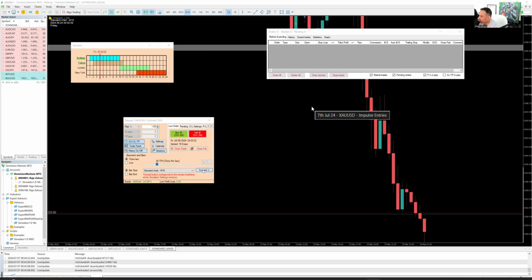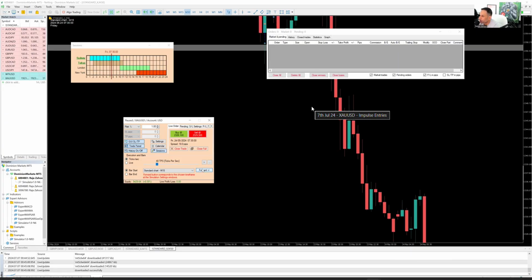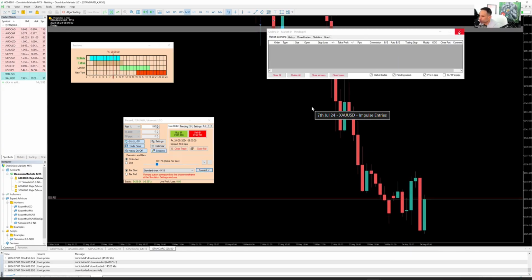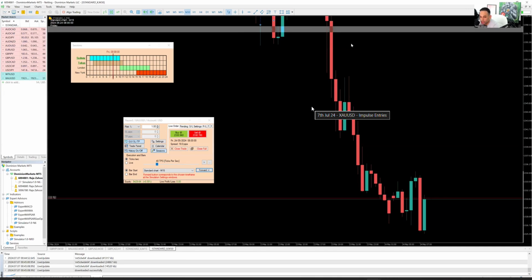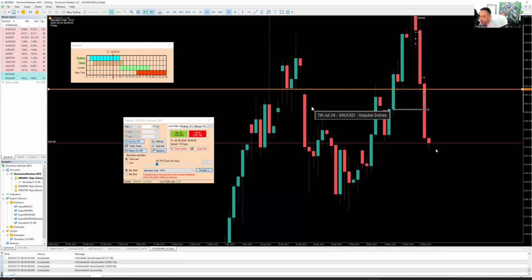Oh, wow. Look at that. We moved down over here. Okay, there we go. Pre-London session over here. Pre-London session, we are back at it again. Let's take a look on the daily time frame. Daily candles are pushing down.